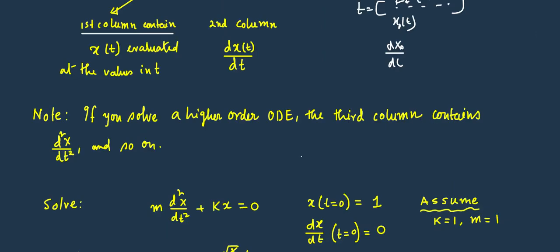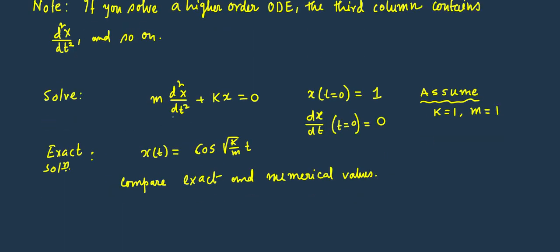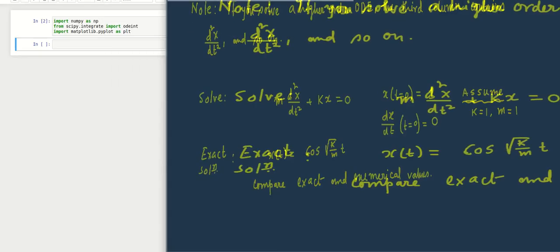If you go to that lecture, you can see I have given a problem that we want to solve using Python: m d2x/dt2 + kx = 0, with x at t equals 0 being 1, and dx/dt at t equals 0 being 0, and k equals 1, m equals 1. For this differential equation, the exact solution is cosine of root of k by m multiplied by t. We have to compare our exact result as well as the numerical result.